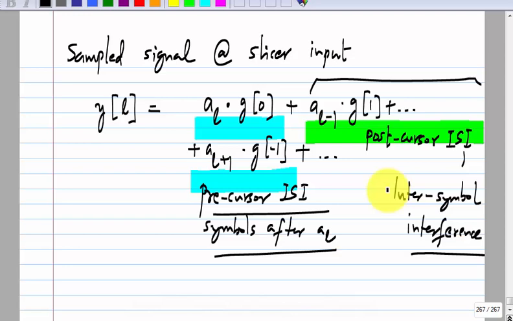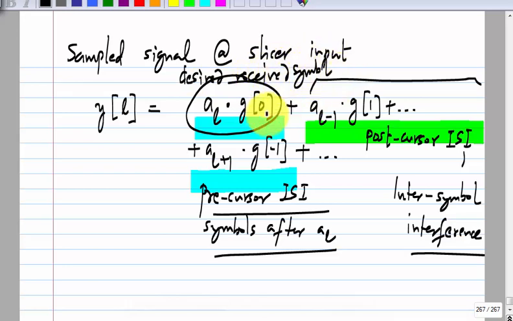Is this okay? So you will have the desired received symbol corrupted by post cursor ISI and precursor ISI. So basically, what I want to now decide is whether this is good enough or not, in terms of bit error rate. So how will I calculate the bit error rate?